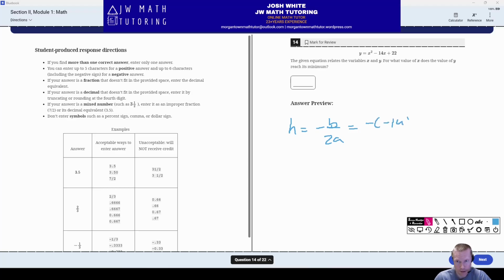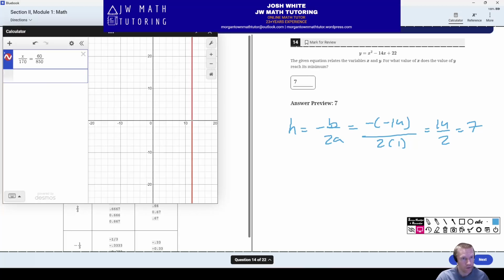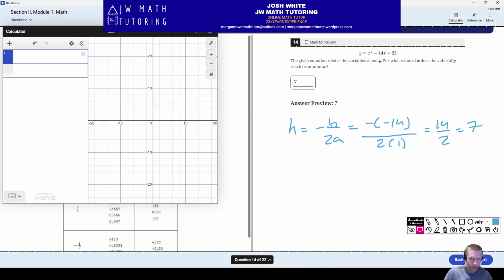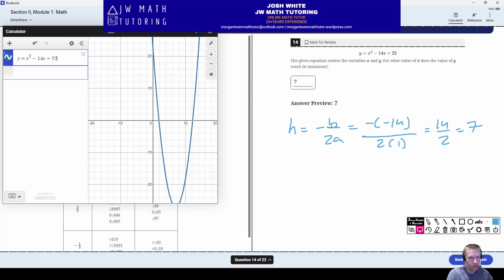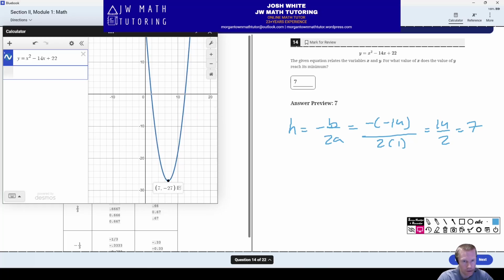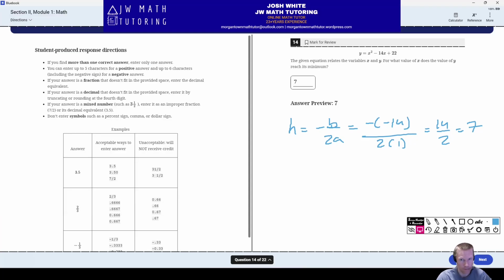So that's going to be the opposite of -14 over 2 times 1, or 14 divided by 2, which is 7. So the correct answer to this is just 7. Now, of course, if you go to Desmos, this will probably actually be quicker. We just graph the function. Where does it reach its minimum? Let's click on it right here, 7 comma -27, and they want the x value, so that's why it is 7.